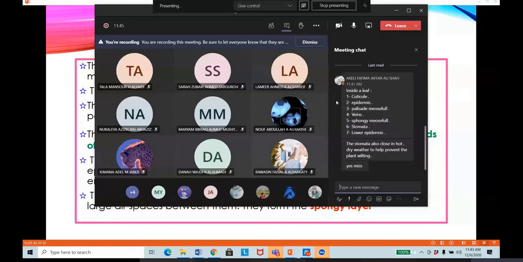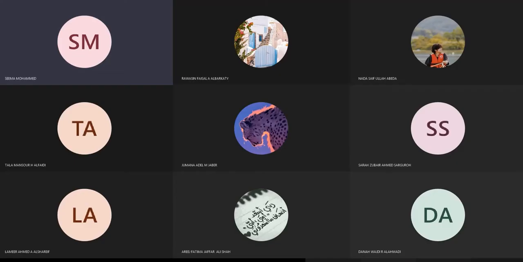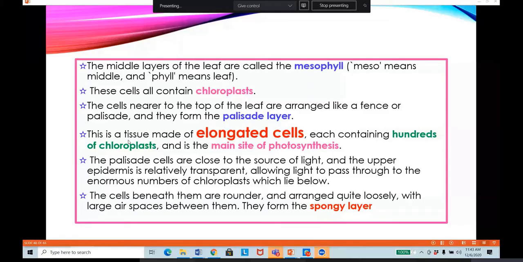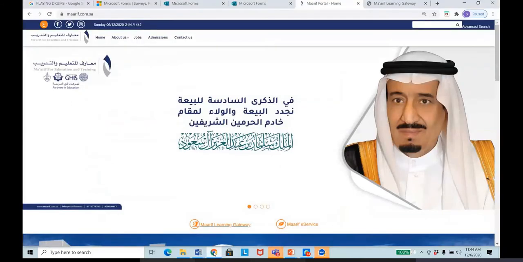Aris Fatima has written the various structures which are present inside the leaf. Yes, very well done. And the stomata also close in hot, dry weather. Yes, yes, thank you so much. All right, so let me stop sharing and start it again if there is a problem. Yeah, can you all see it now? Yes, it is now visible. All right, thank you so much.